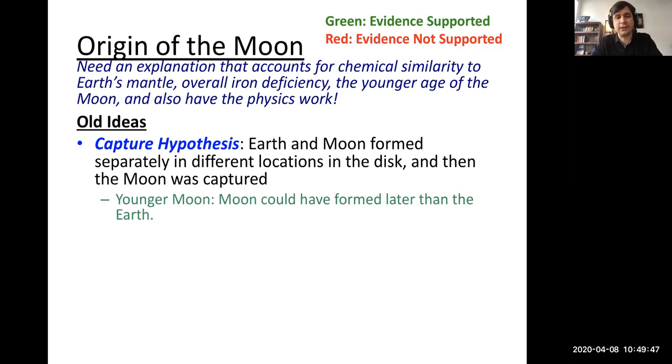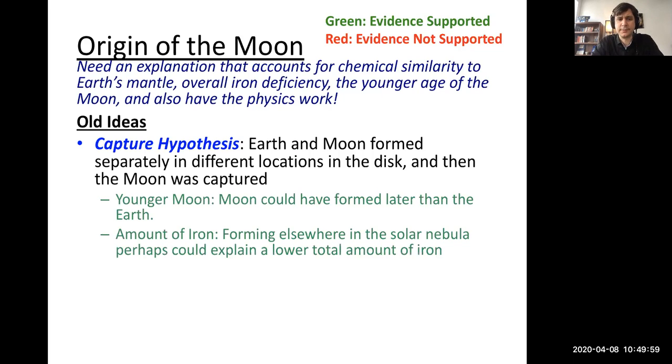All right, let's take a look at the evidence. Could we have a younger moon? Yeah, the moon could be younger. We could form the Earth first, and then out here, form the moon a little bit later, giving us the different ages that we see. So that one would work. Amount of iron: yeah, that was the entire reason I came up with this idea, that we use the fact that it formed somewhere else in the solar nebula that maybe had a different ratio of rock to iron to explain the relative lack of iron in the moon.